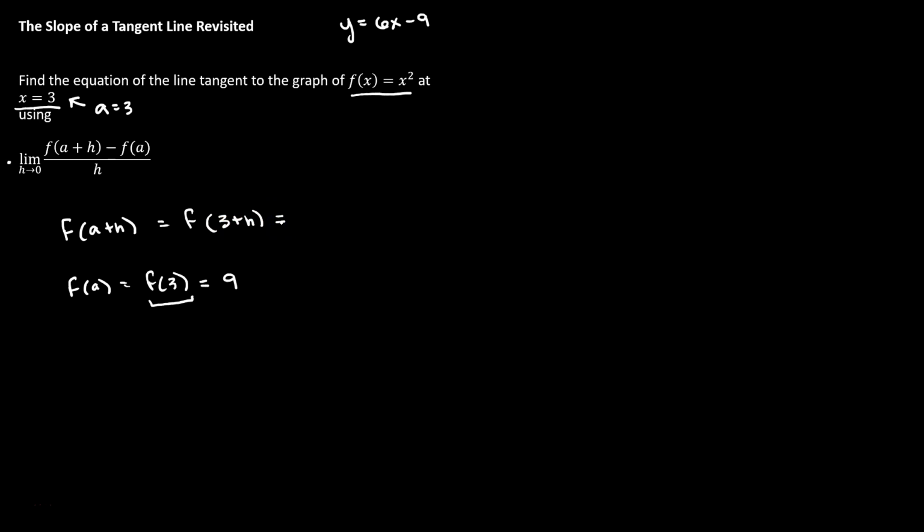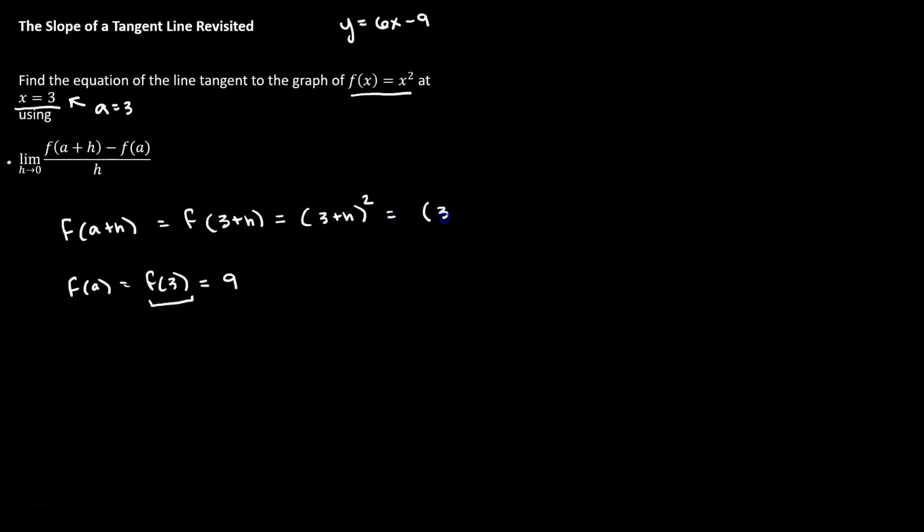F of x is x squared. So if I'm replacing x inside of the parentheses with 3 plus h, then I'm going to replace the x inside of the x squared with 3 plus h. And I could plug this directly into our limit notation, but my advice is to try and simplify that as much as possible before we return to that limit notation.